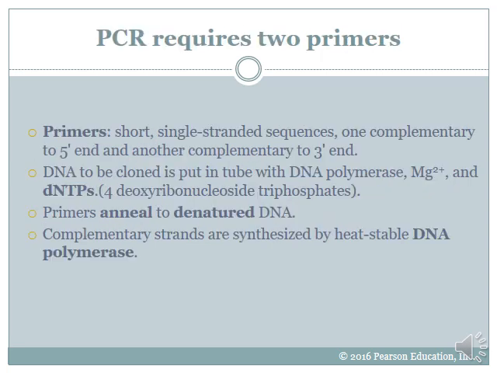PCR requires two primers. The primers are short single-stranded sequences, one complementary to the 5' end and the other complementary to the 3' end. The DNA to be cloned is put in a tube with DNA polymerase, the cofactor magnesium ion, and 4 deoxyribonucleoside triphosphates, dNTPs. The primers anneal to the denatured DNA, and the complementary strands are synthesized by heat-stable DNA polymerase.